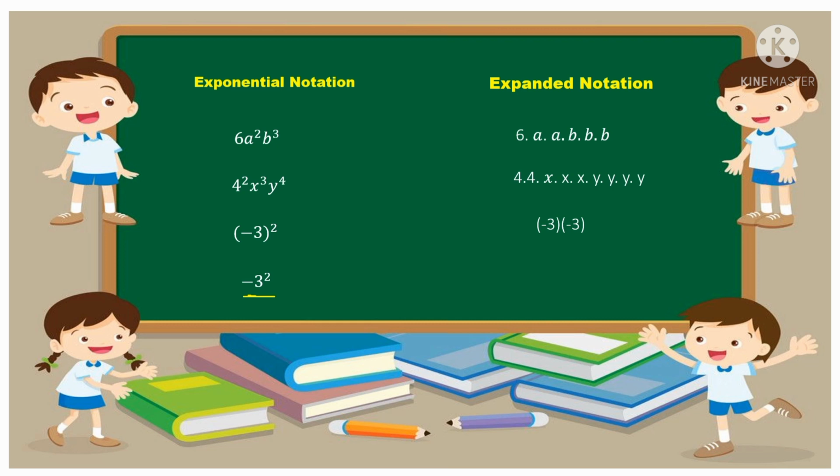This is different from this example, the quantity of -3 squared. So -3 squared, how are we going to write this one? Take note, if it does not have a parenthesis, or it was not enclosed with a parenthesis, it means only the 3 will be multiplied by itself. Do not include this sign, the negative. So always remember that. That negative sign was placed before the number, so only the 3 will be multiplied by itself.